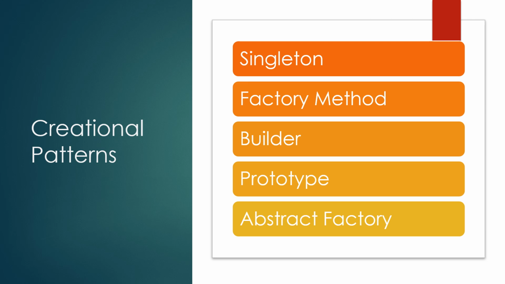Part 1. Creational patterns. Singleton. Description. Ensures only one instance of a class exists and provides a global point of access to it. Guidelines. Make the constructor private to prevent external instantiation. Provide a static method that returns the instance.